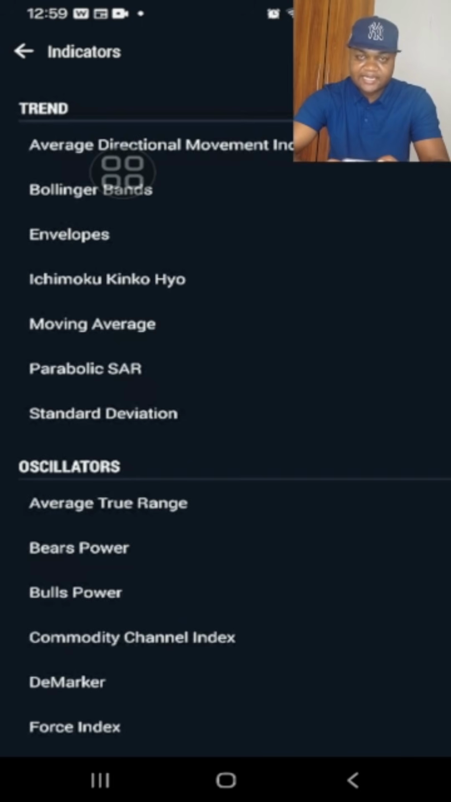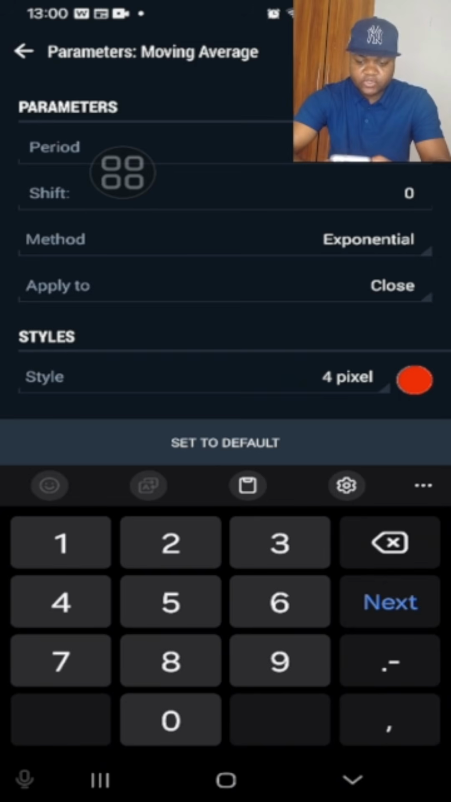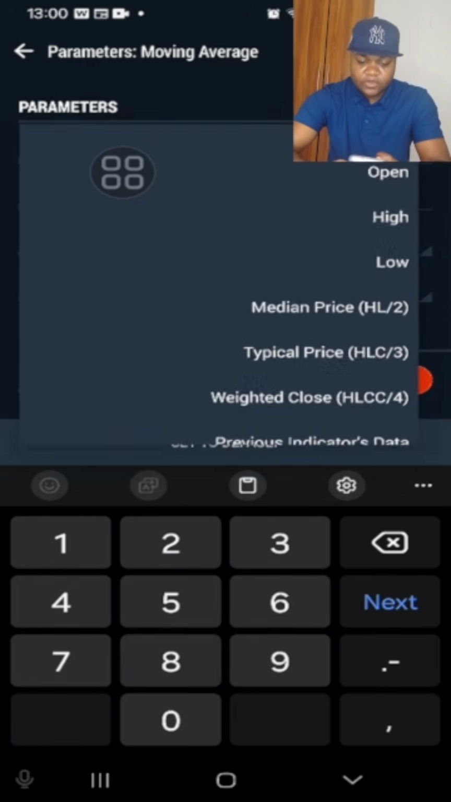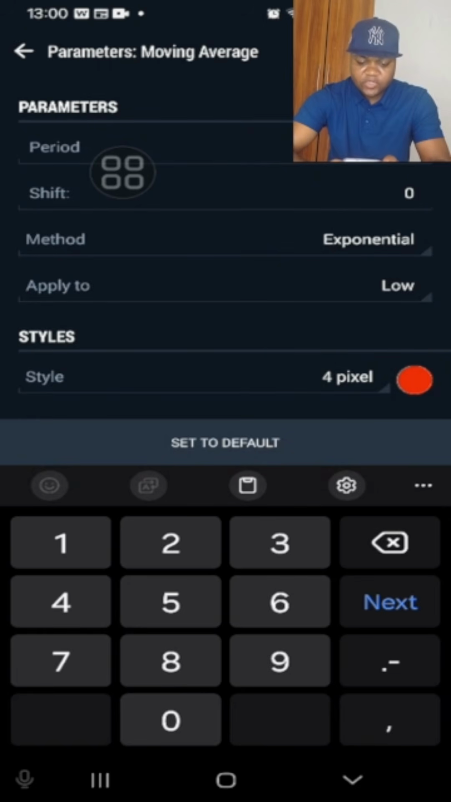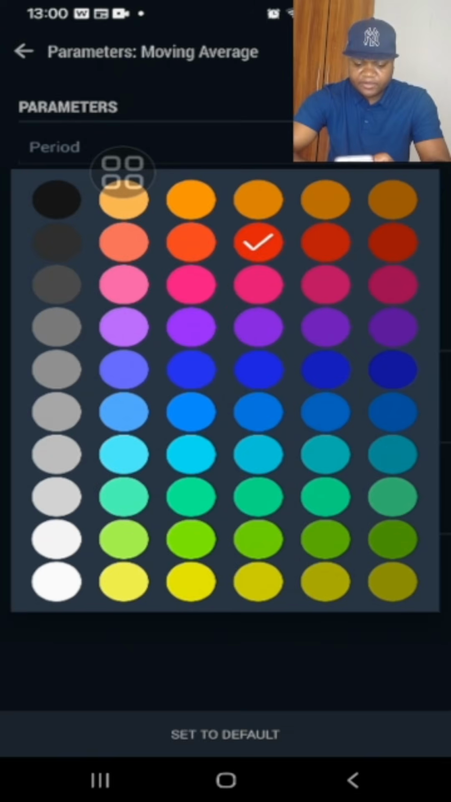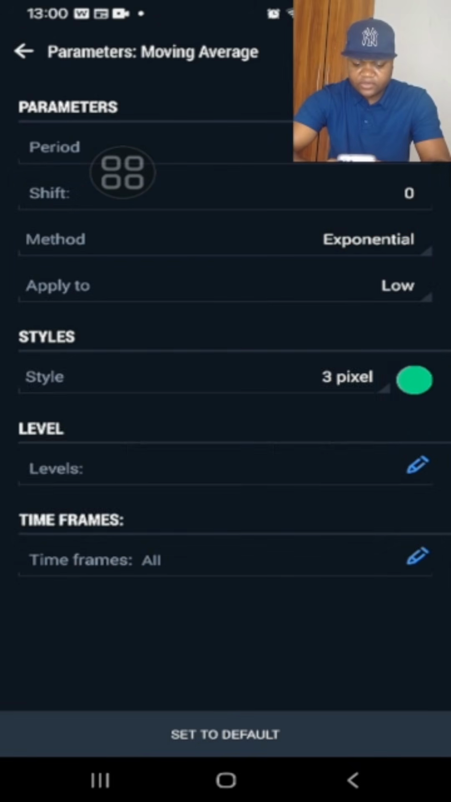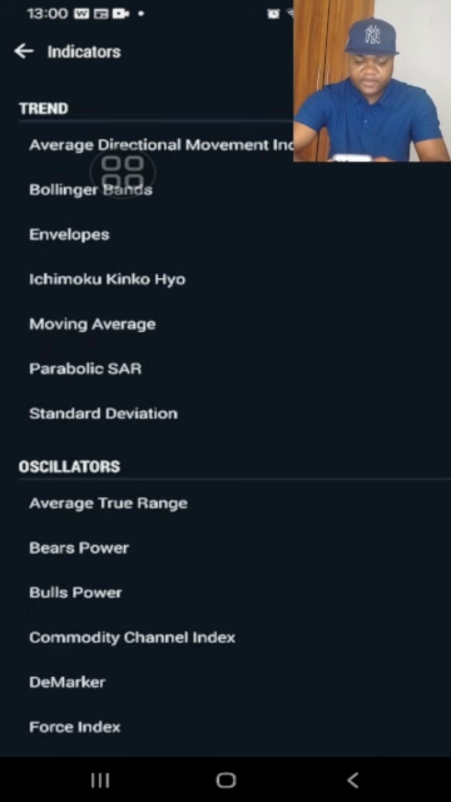On the main chart, you're going to click again on the moving average. This time, the moving average is going to have a period of 50, then the shift is 0, method exponential, then on apply to, we're going to change it to the low. So it's applied to low, then the style is going to be line. We're going to make use of line, and we have 2 pixels. So these are the settings for the first exponential moving average.